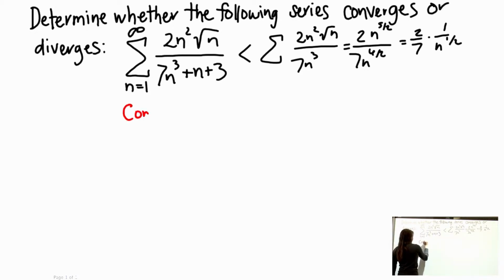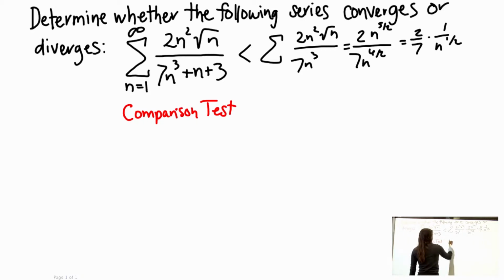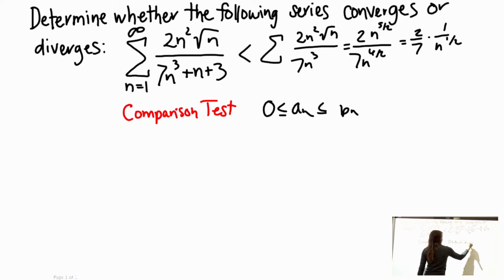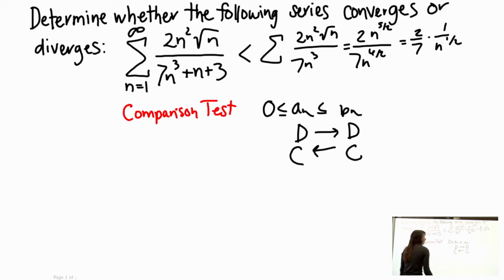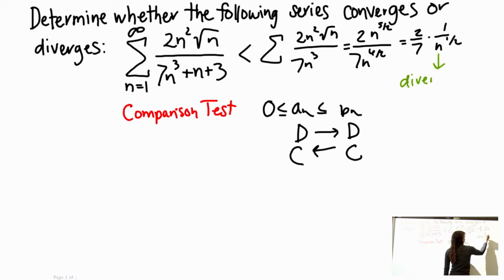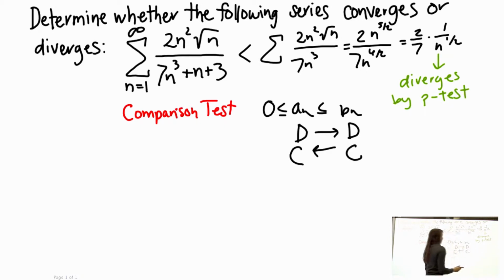So if we look at the comparison test, it says that we have a series greater than 0, and then we have another series that's greater than that. And it says that if an diverges, then we know that bn diverges. And if bn converges, then we know that an converges. But if we look at this series up here, we know that 1 over n squared diverges by the p-test. So we have that our bn diverges, but we can't figure out anything about a from that, which means we can't use the comparison test.